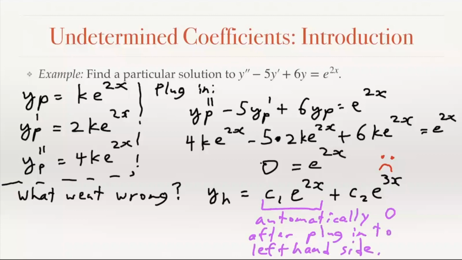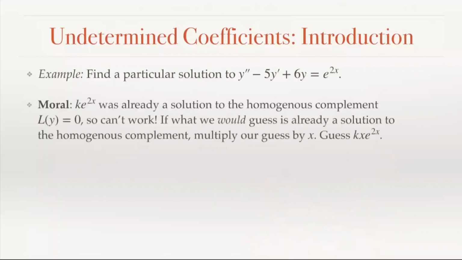After all, as a solution to the homogeneous complement, what that means is that if you plug it in, it's equal to 0, by definition. So we could have known this, that we would get a 0 on the left-hand side there without doing anything, if we had realized that. So the moral is that k e to the 2x was already a solution to the homogeneous complement, so it can't work.